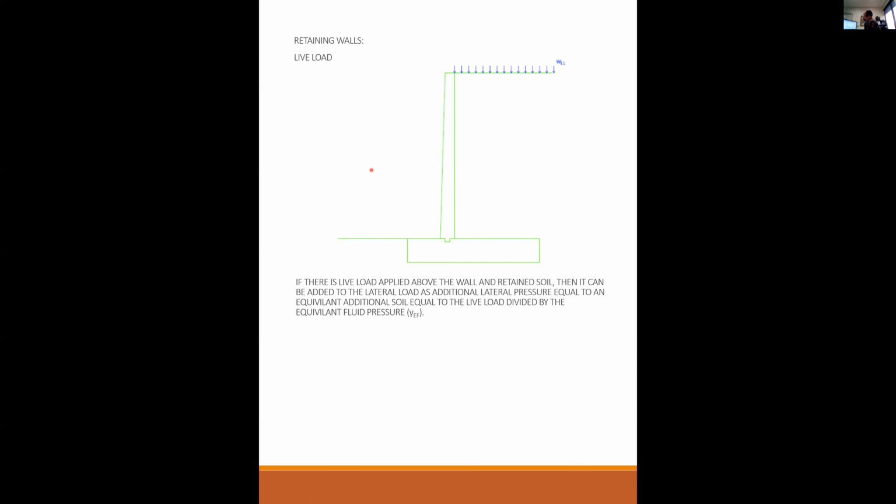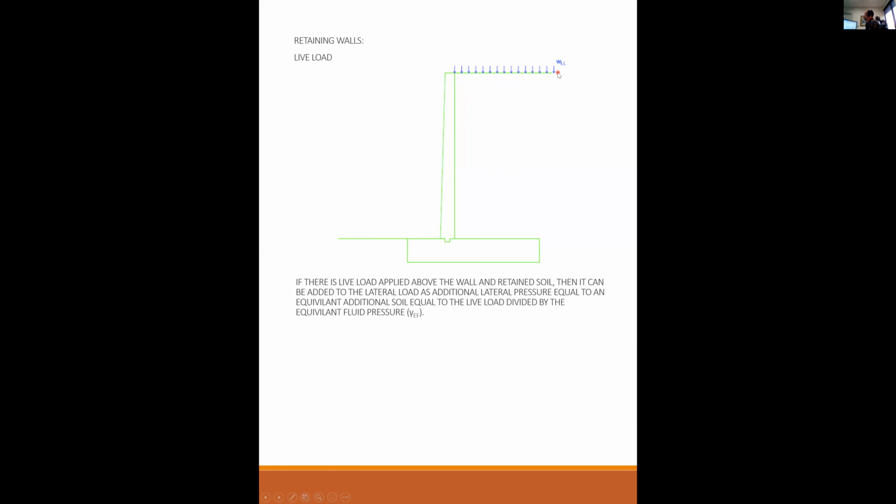So the procedure is, if there is live load applied above the wall and the retained soil, then it can be added to the lateral load as an additional lateral pressure equal to an equivalent additional soil height equal to the live load divided by the equivalent fluid pressure. Okay. In other words, let's just use some round numbers. Say that the equivalent fluid pressure is 50 pounds per cubic foot, and this live load up here is 100 pounds per square foot.